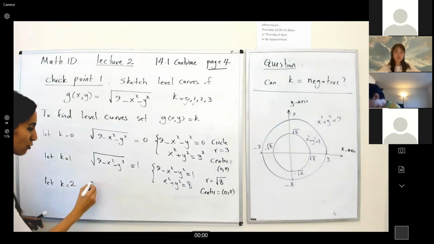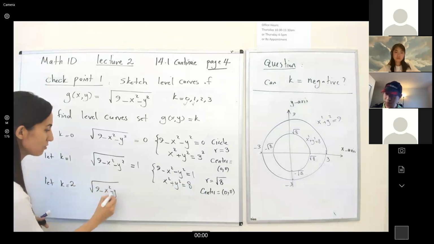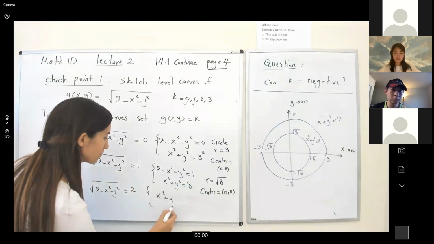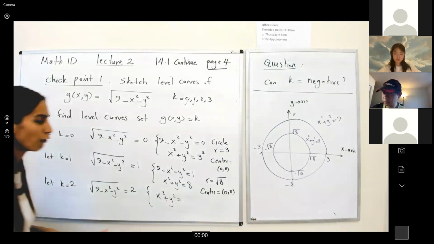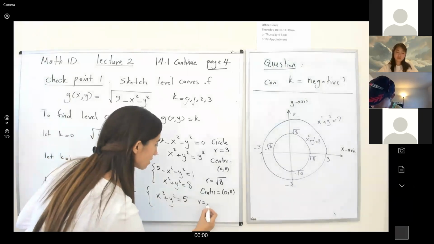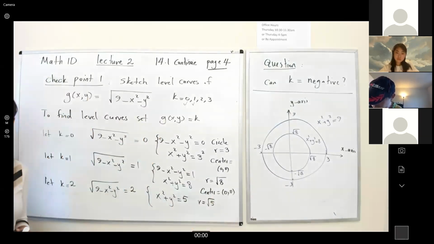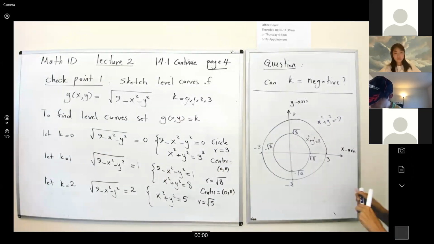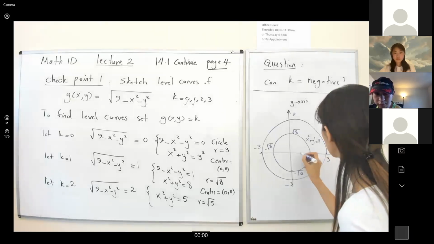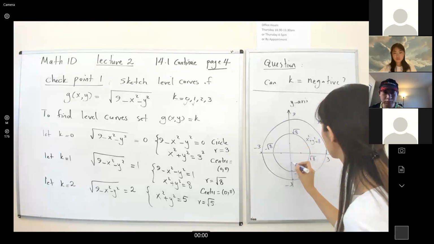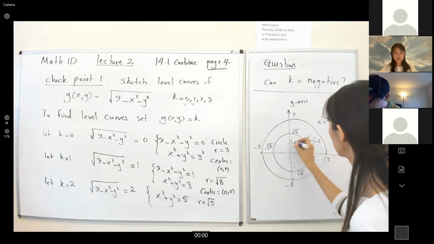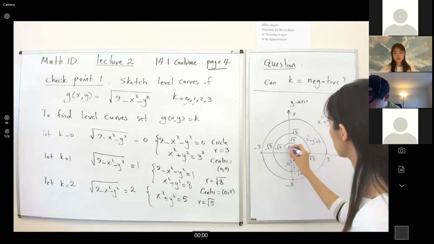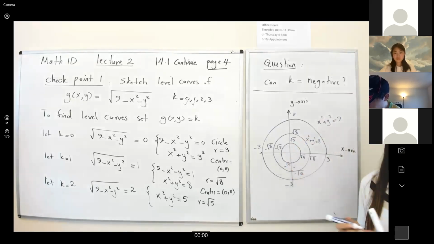So let k equal 2. In this case, we have square root of 9 minus x squared minus y squared equals 2, or x squared plus y squared equals 9 minus 4, which is 5. The radius is square root of 5, and the center is again 0 and 0. Okay, perfect. Suppose square root of 5 is here. This is square root of 5, minus square root of 5, and minus square root of 5. Let's connect them together to have our inner circle.